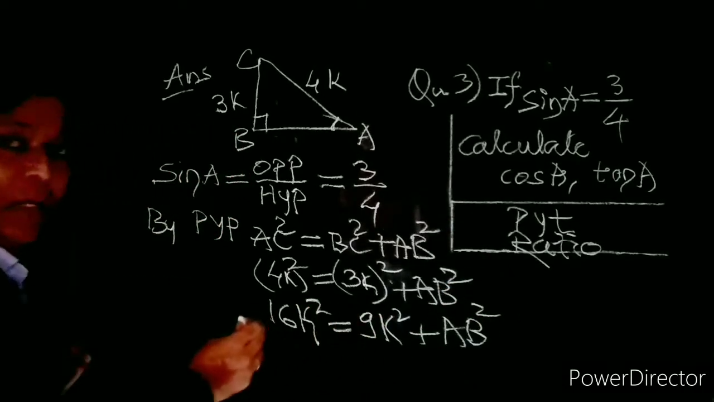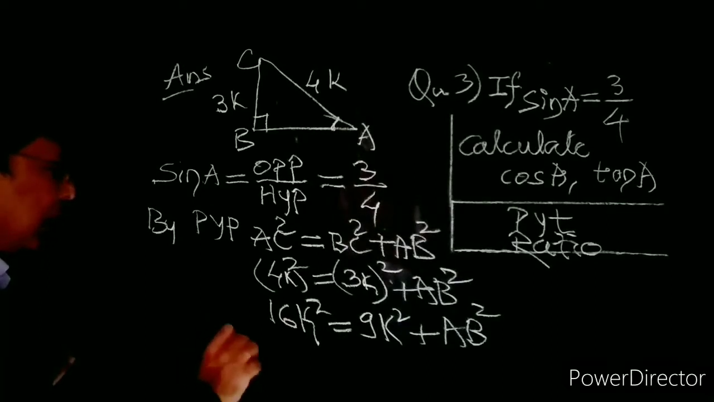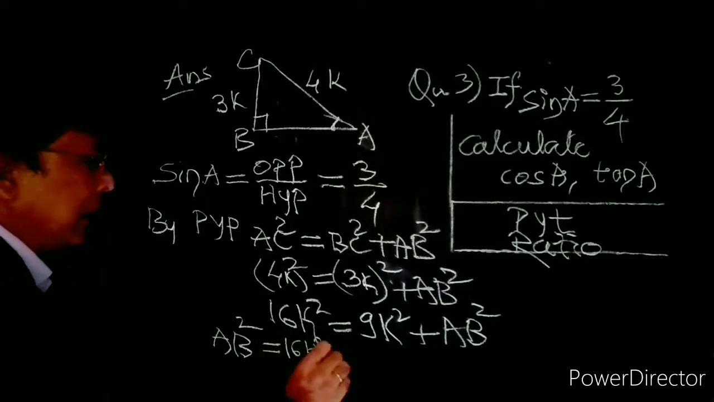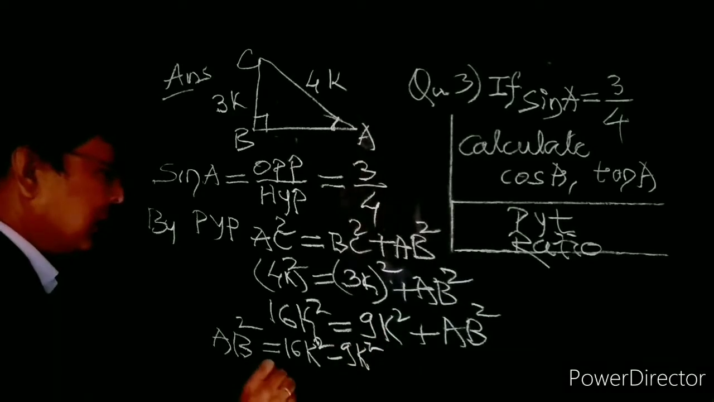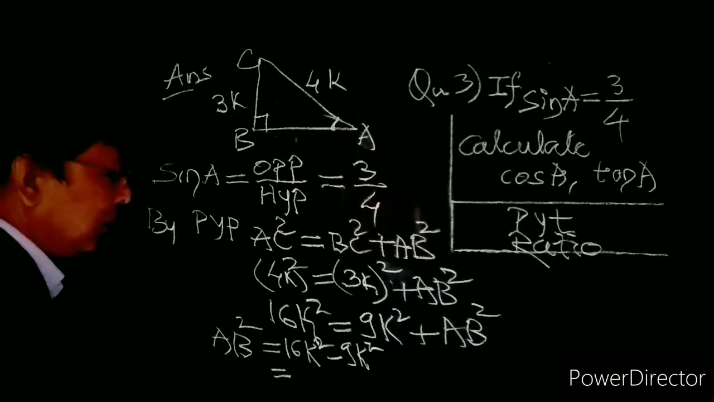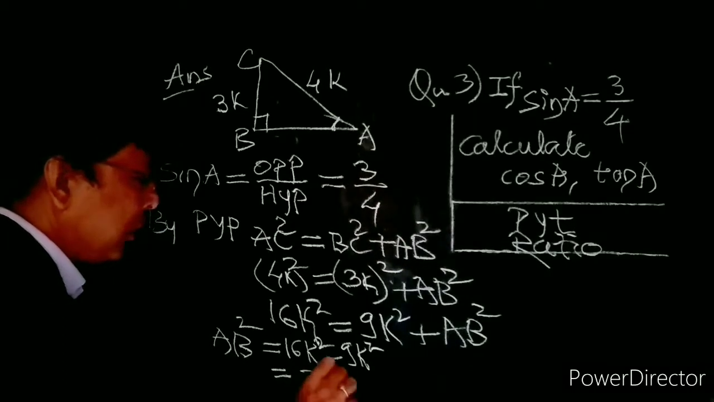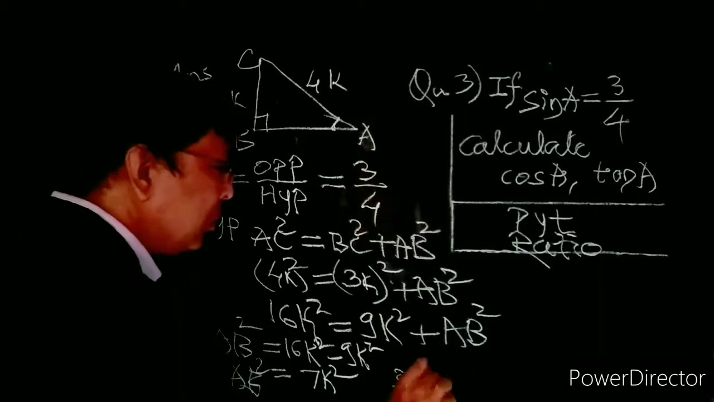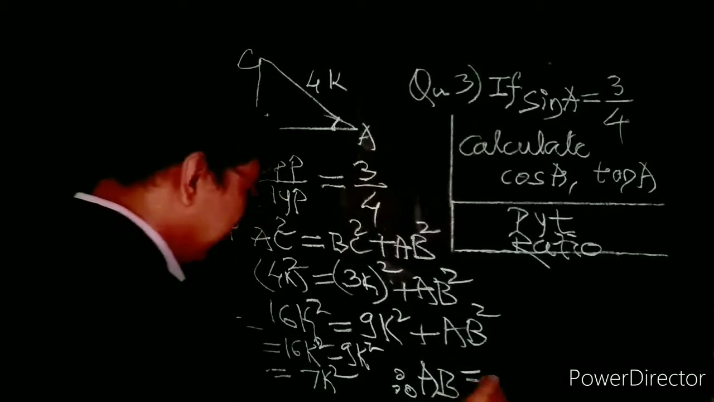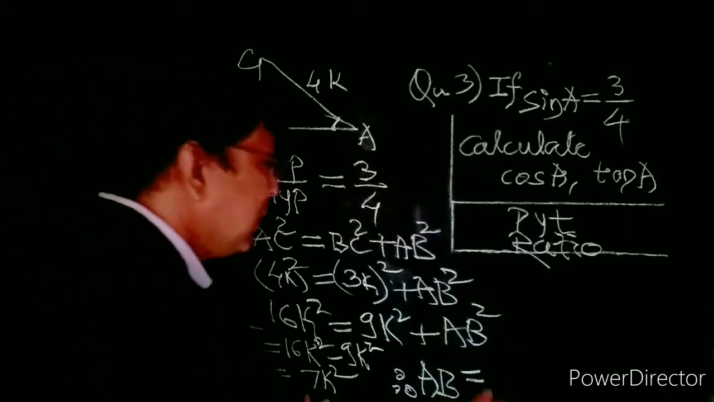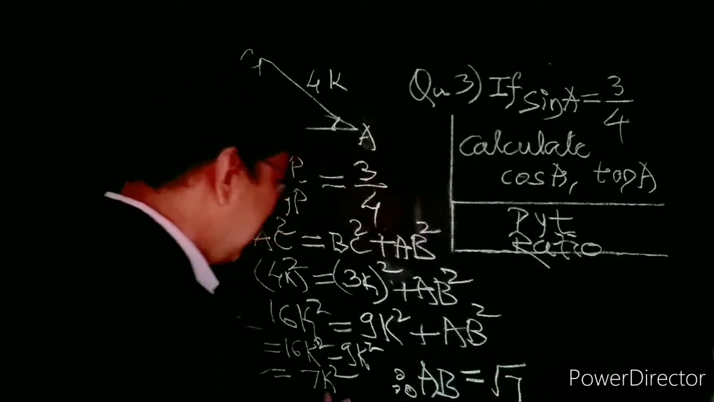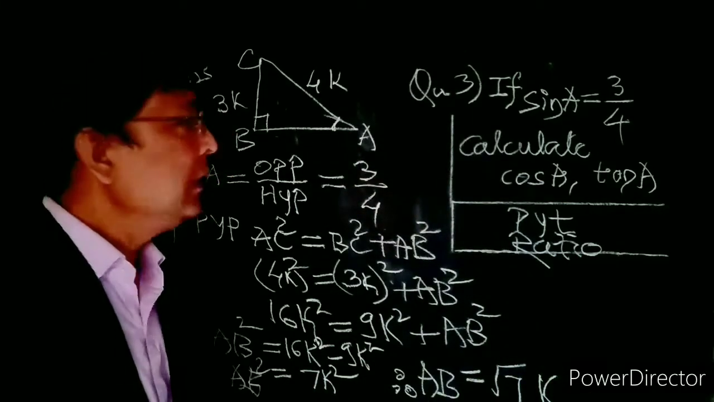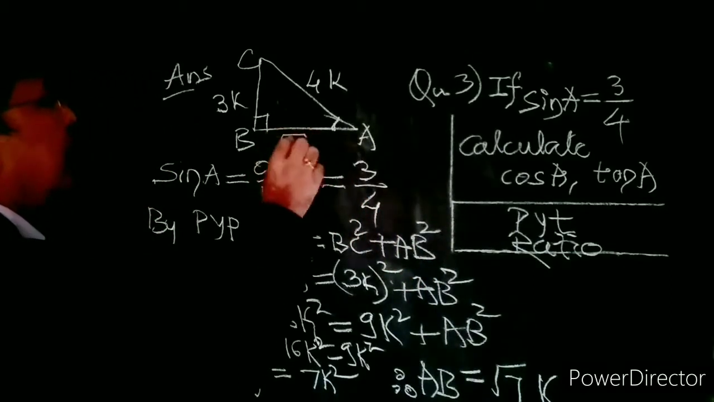Now let us find the value of AB. Therefore AB square equals, shifting 9k square to this side, 16k square minus 9k square, that is equal to 7k square. Now taking square root on both sides, AB equals root 7, which cannot be simplified so I write it under the square root sign, and square root of k square is k. Therefore the length of AB equals root 7k.